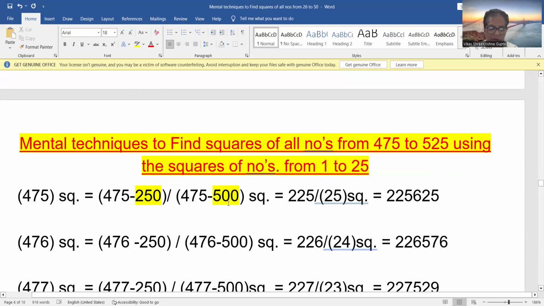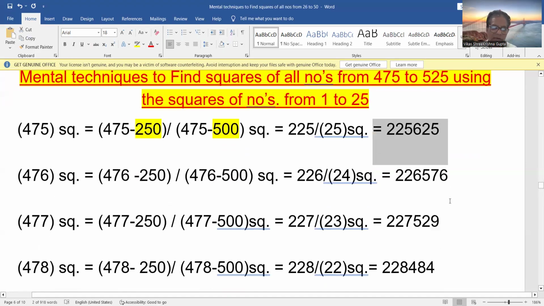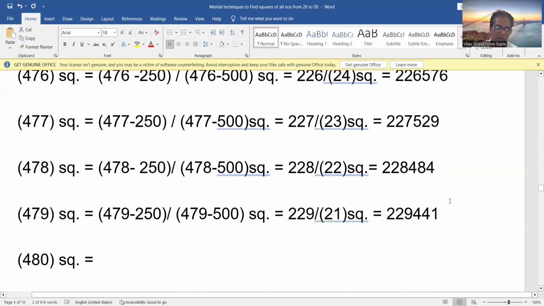Everything else is the same. 475 minus 250 is 225. And the square of 25 is how much? 625. So my final answer is 225,625. In the same way, you have to find all the squares. Suppose you have to find the square of 479. Then 479 minus 250 is 229, and 479 minus 500 is actually minus 21, but I have written 21 because the square of a negative and a positive is the same. So 21 square is 441. So the answer is 229441.